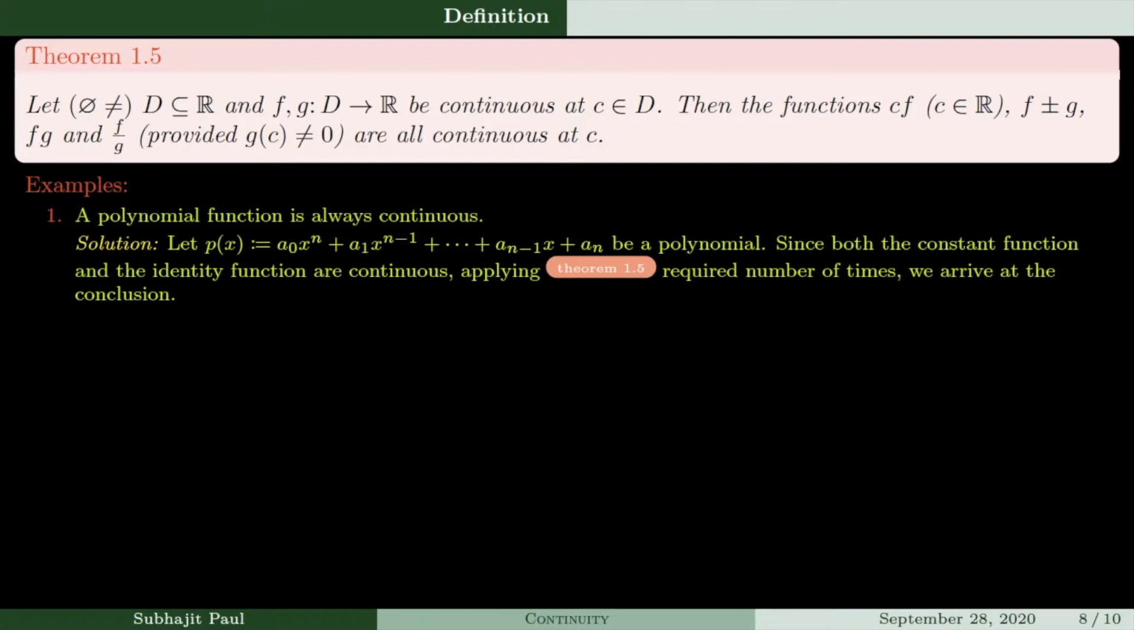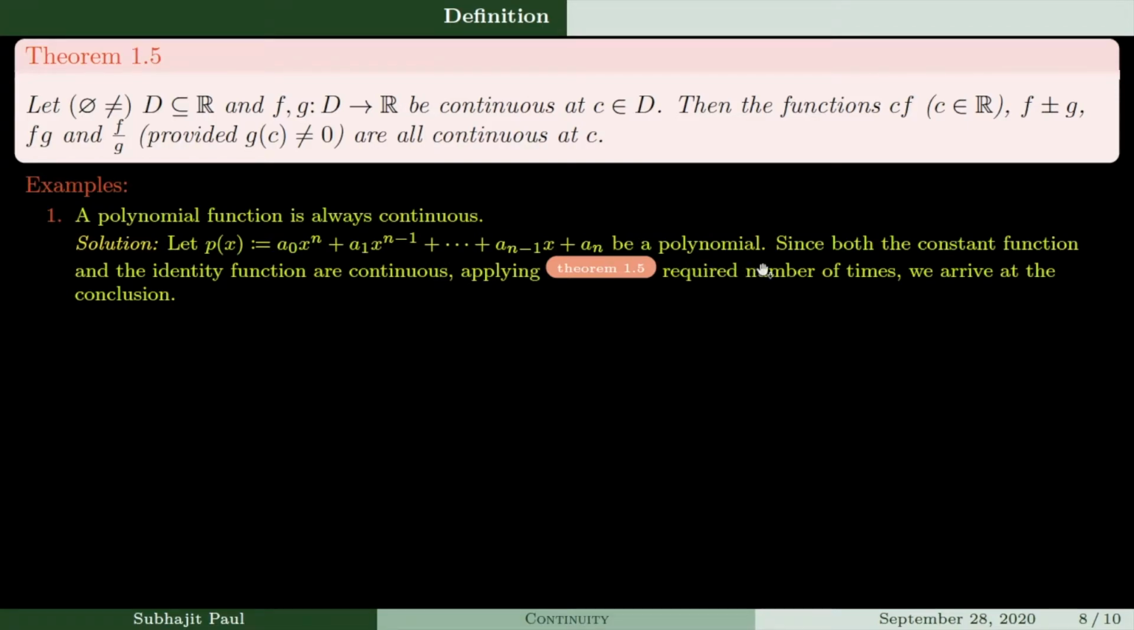All right, so after these two things, we will see a few more examples. These examples are important. A polynomial function is always continuous. Okay, so we know a polynomial function looks like this: a0 times x to the power n, plus a1 times x to the power n minus 1, plus a2 times x to the power n minus 2, and goes on like this, and there is a constant term at the last. So these are all real numbers.